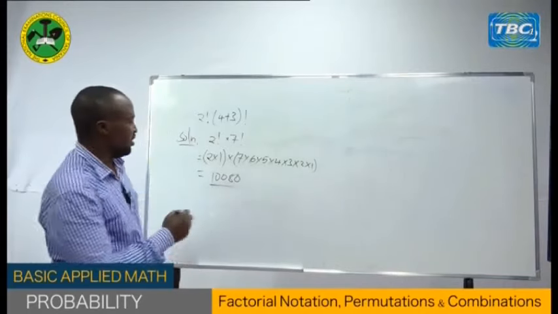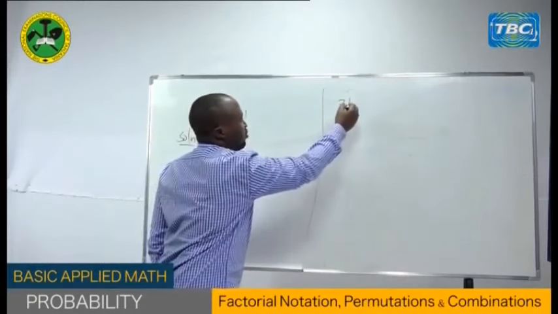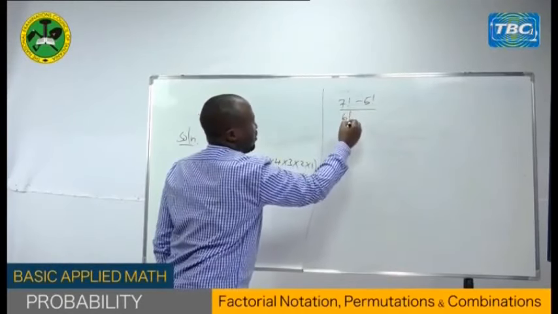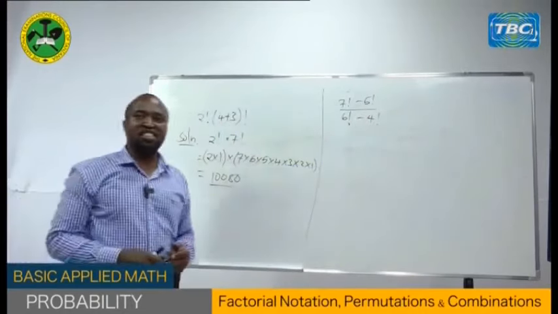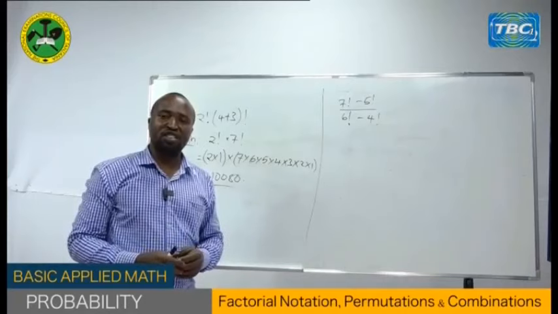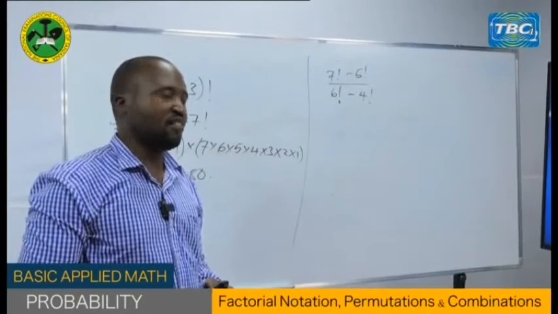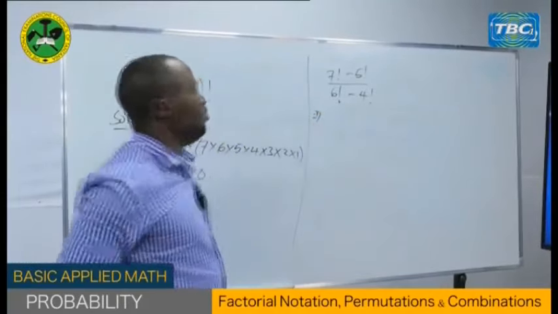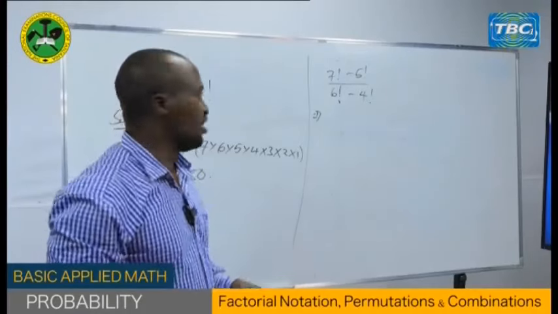Suppose the operation changes. This time we have 7 factorial minus 5 factorial over 6 factorial minus 4 factorial. Even if the operation changes, you can look at the question, because remember we have the general formula for factorial notation, but again you can use your scientific calculator and end up with the correct answer. Now suppose we want to show the way of how to do such kind of a question. My dear student, it is very simple.